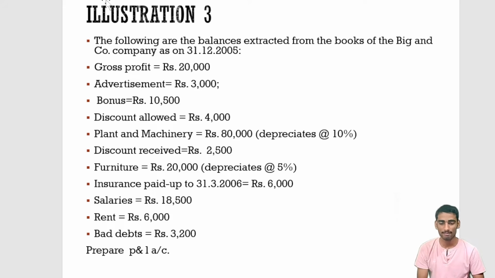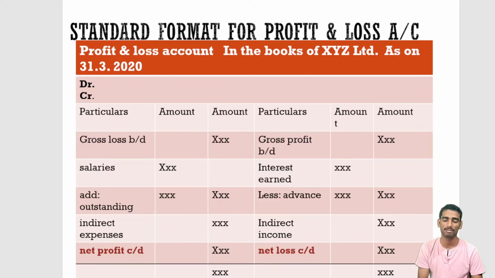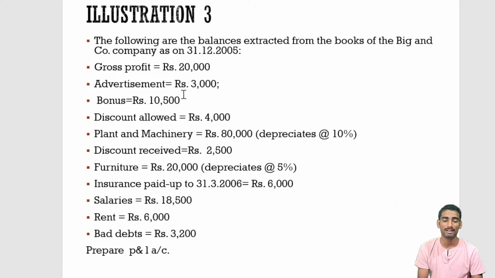So this is the example. The following balances are extracted from the books of Big and Co Company Limited, means at the top you have to write the company name, Big and Co Company, okay? And these are the values that they have given. The gross profit 20,000, advertisement charge 3,000, bonus 10,500, discount allowed 4,000, plant and machinery 80,000 and depreciated at 10% per year.